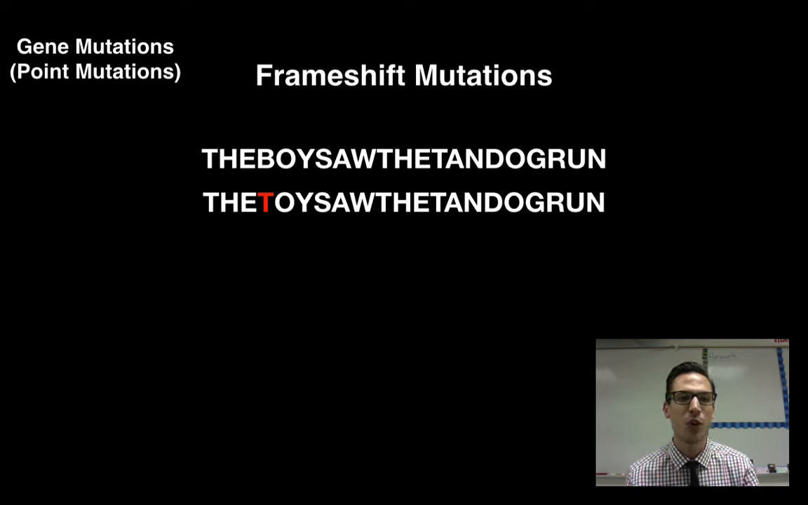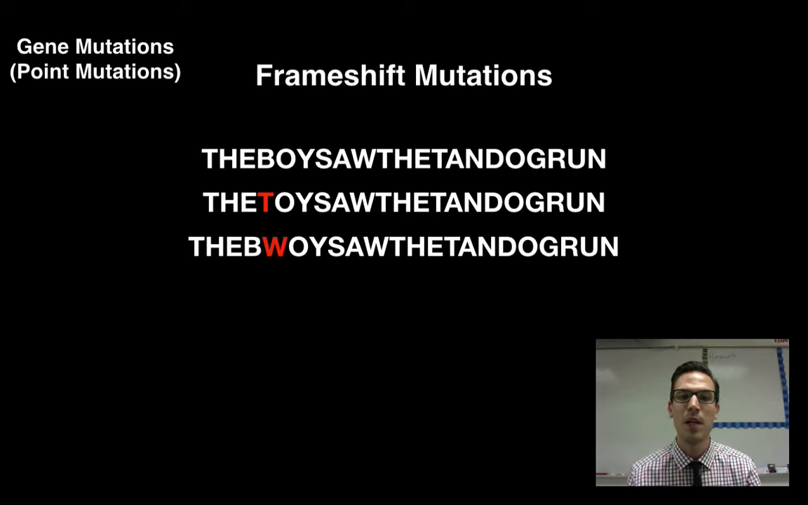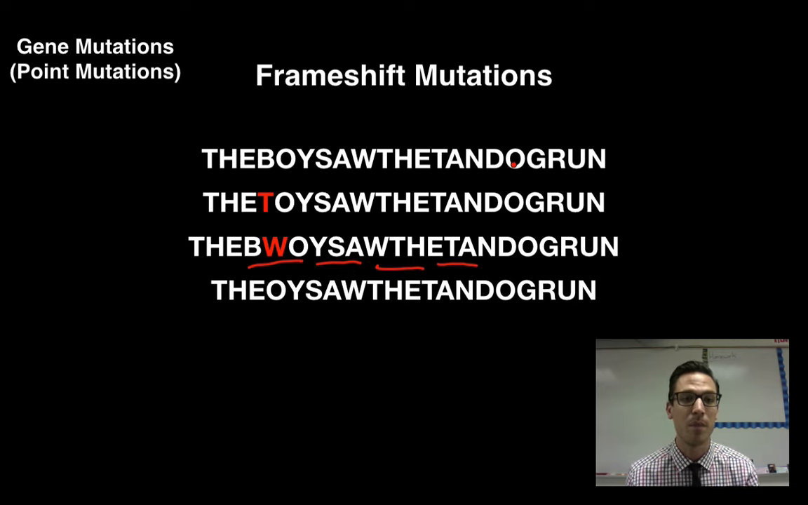But what about if I insert or delete? So let's insert a letter instead of substituting it. I'm going to add a W in between the B and the O. Now if we read this 3 letters at a time, it says "the," and then you'll notice that the word boy is actually BWO, now YSA, now WTH, now ETA, and the rest of my sentence has been impacted. So by inserting a letter, it shifted all my letters over, so now the whole protein in this case would be messed up because all the codons have been shifted. Same thing when I delete. If I were to delete, let's say, the B in boy, now if I read this 3 letters at a time, it's OYS, AWT, HET, and the entire sentence again becomes impacted.